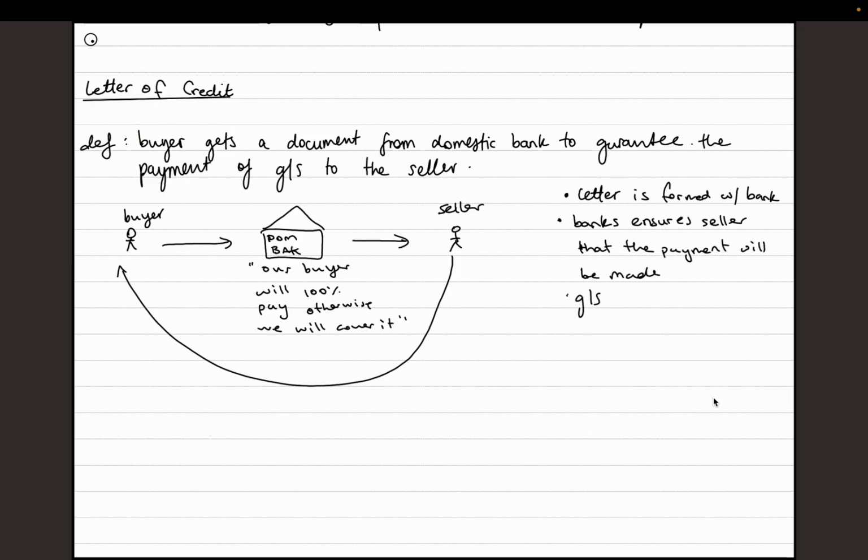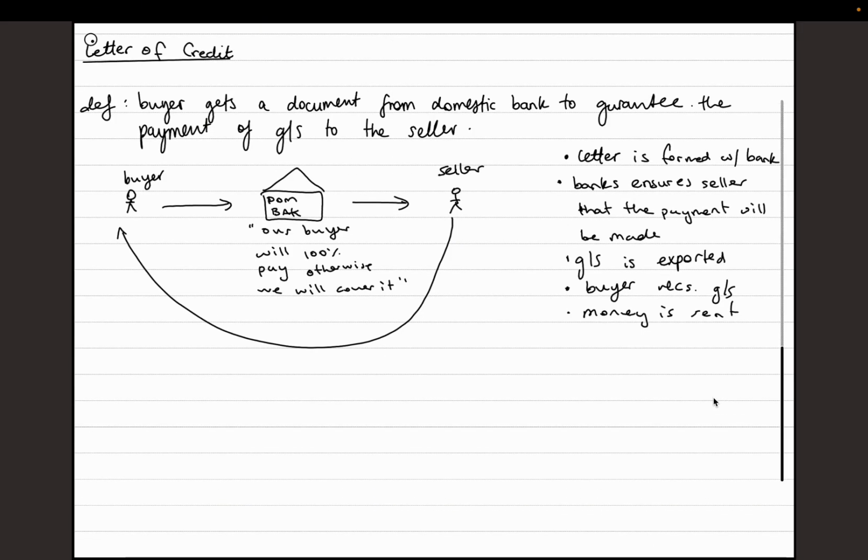Then the good is exported. Buyer receives the good, and then money is sent. And if the money is not sent by the buyer, the bank will cover it. Okay. Why? So this sort of improves your reputation with customers, because the customers are trusting you.